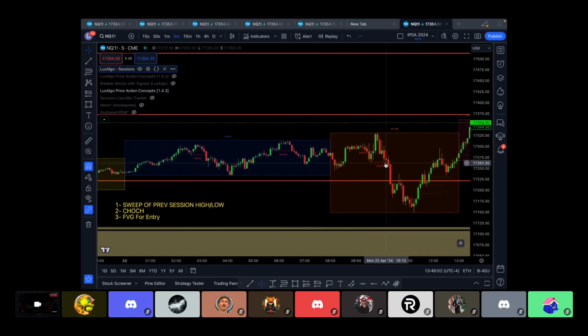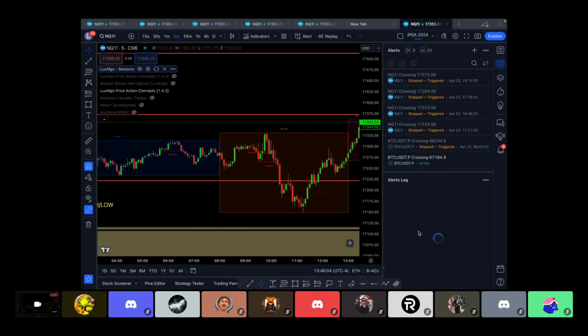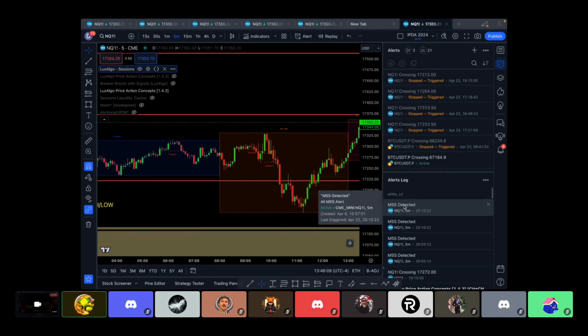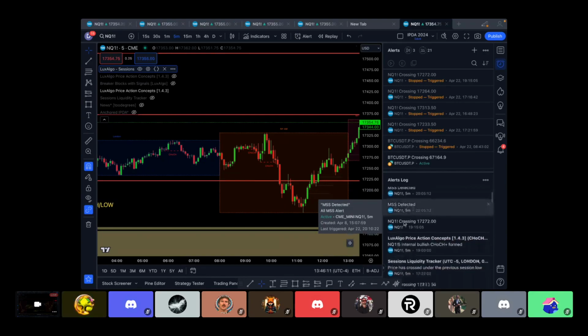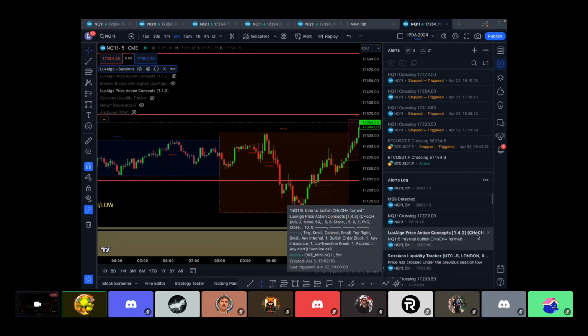As soon as the market gives me a CHoCH or MSS, for example, here, you can see MSS detected. MSS and CHoCH are synonyms. It gives me a CHoCH. Bullish CHoCH.